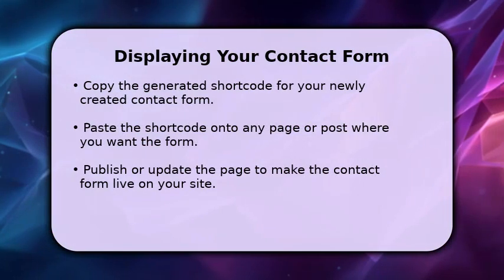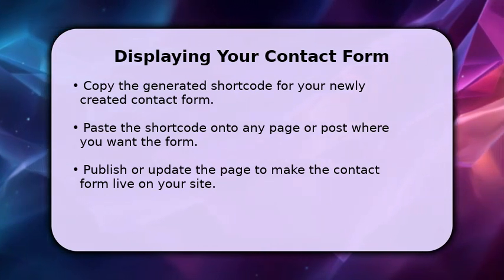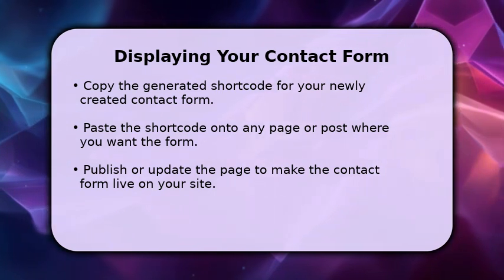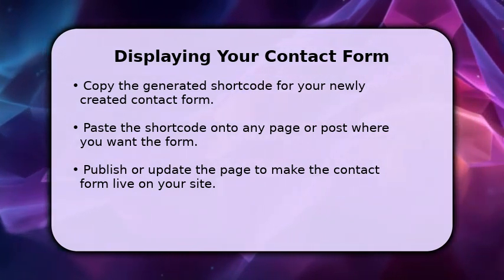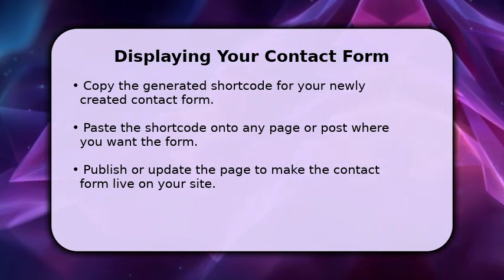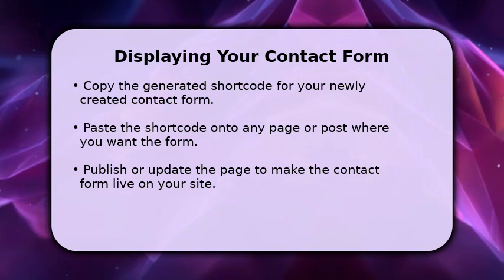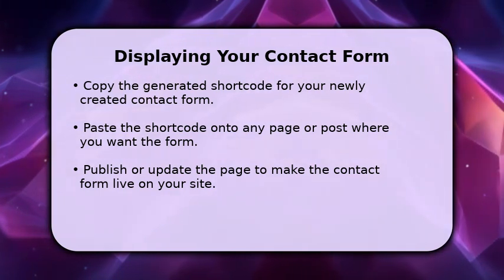The final step is to display your contact form on your website. Each form generates a unique shortcode. Simply copy this shortcode and paste it into any page or post where you want the form to appear. Update or publish your page, and your contact form will be live and ready to receive messages from your visitors.